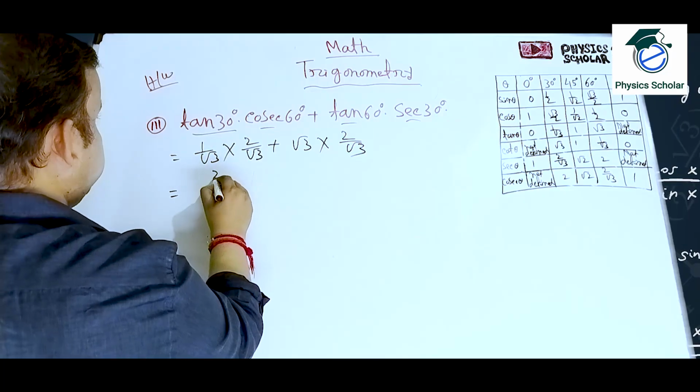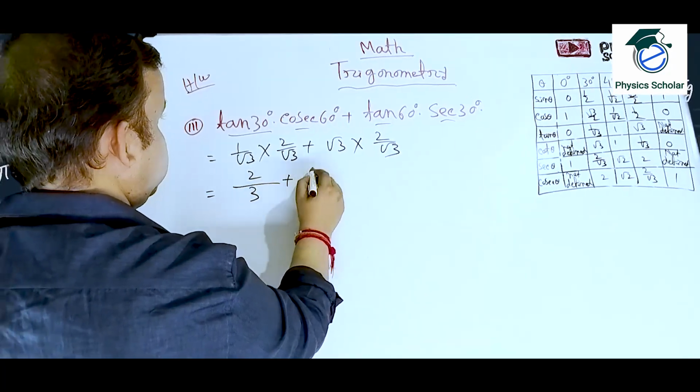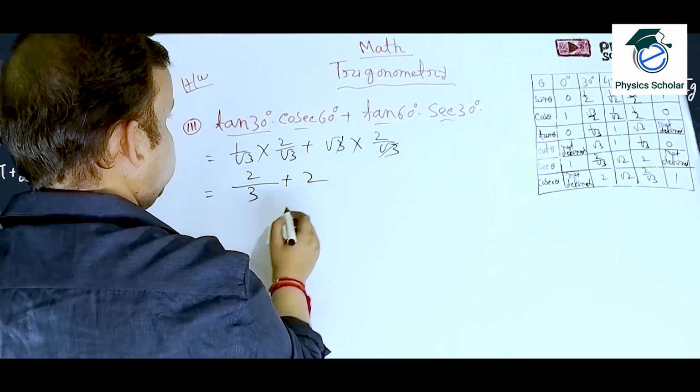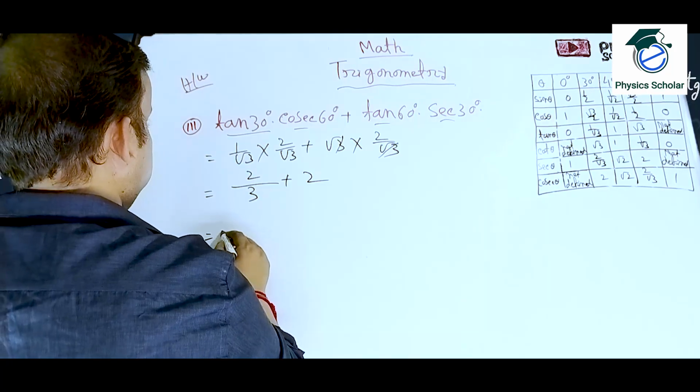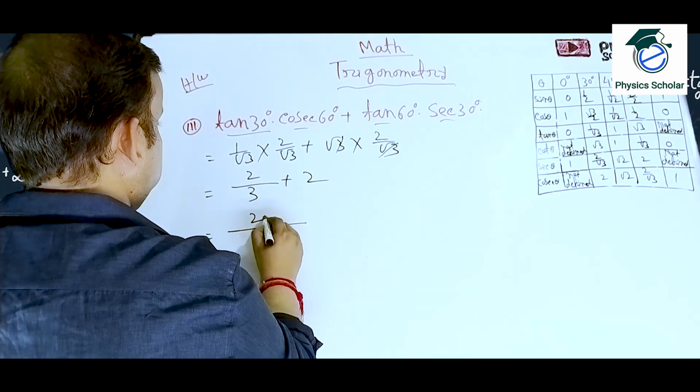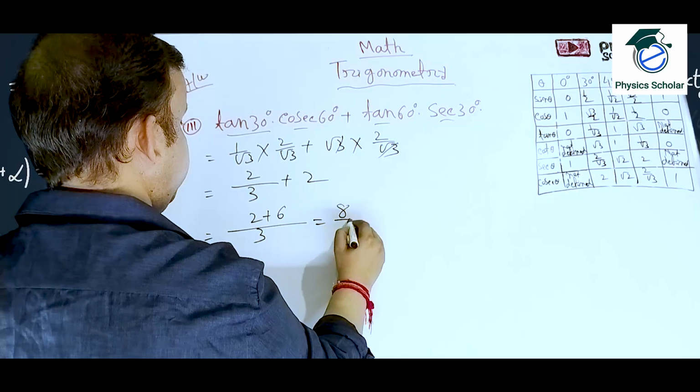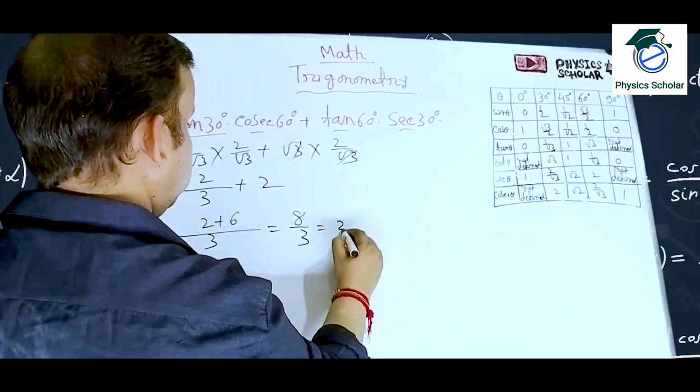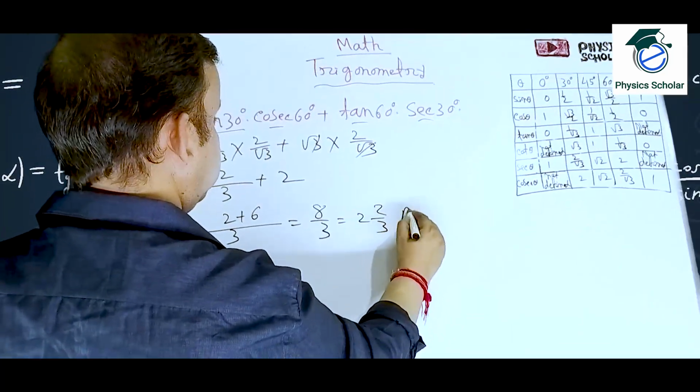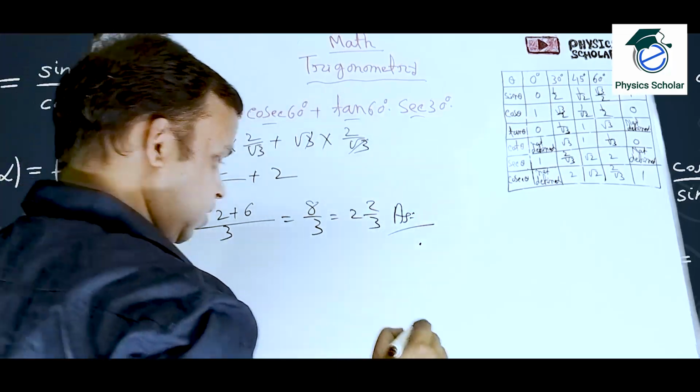So now simple calculation, 2 by 3 plus what? Root 3 will be cancelled, then it will be 2. So 3 will be the LCM. So 2 plus 6, that means 8 by 3, which is equal to 2 and 2 by 3. So that will be your answer. So very easy sum. Clear?